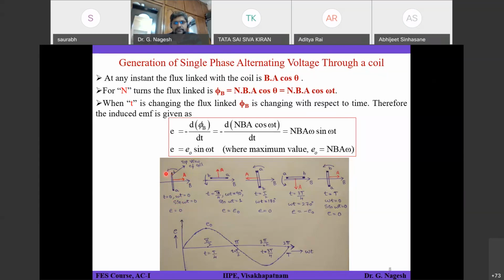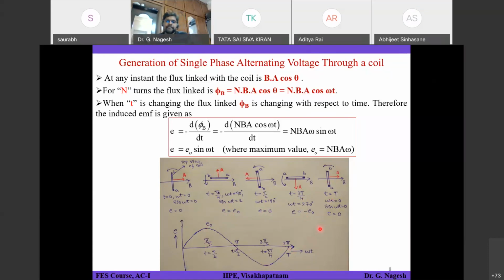When the coil has rotated in this fashion, that means it is lying in this way, then the normal drawn to the plane of the coil will be this one, A vector, and the angle between A and B is 90 degrees. So sine omega t is equal to 1 and E is equal to E naught. That is the maximum value. So at 90 degrees you will have the maximum value. Similarly at 180 you will have again 0 value, right? At 270 you will have minus E naught, so that is this point. When 360 degrees you have rotated, again it will become 0, right?